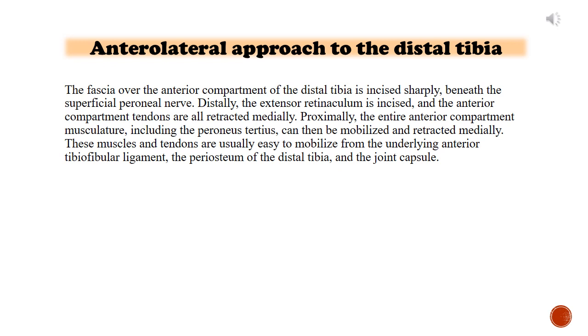Distally, the extensor retinaculum is incised, and the anterior compartment tendons are all retracted medially. Proximally, the entire anterior compartment musculature, including the peroneus tertius, can then be mobilized and retracted medially. These muscles and tendons are usually easy to mobilize from the underlying anterior tibiofibular ligament, the periosteum of the distal tibia, and the joint capsule.